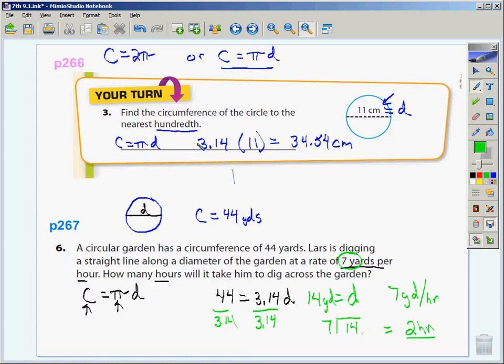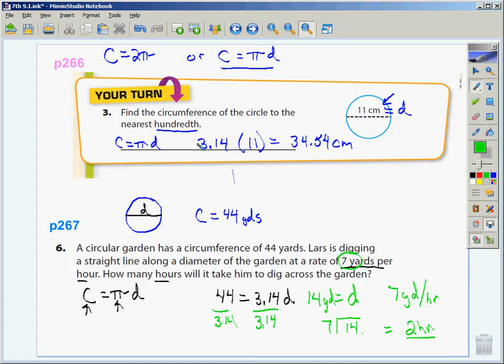We're going to go back to this problem. And they gave me the circumference. And they want to know how long it's going to take me to dig across the diameter. The first thing I got to do is figure out how far do I got to dig. What is the diameter? So in order to find the diameter, I use the formula C equals pi d.